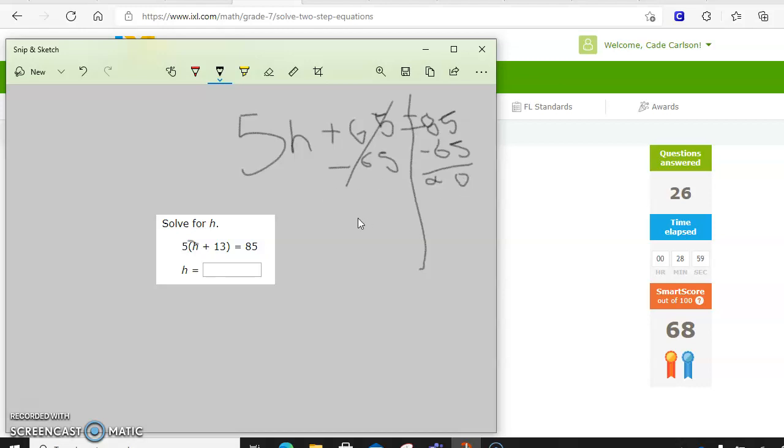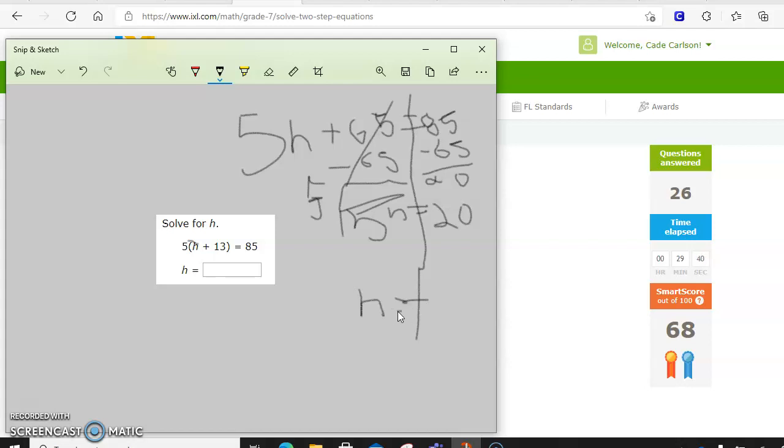Okay, so 5h equals 20. Got it. So, since we are multiplying that 5 by that h, we have to divide that by 5 to make it just the h, because that 5 would cancel out that 5, so we just have h, because 5 divided by 5 equals 1, and we don't want 1s, so we just have h.